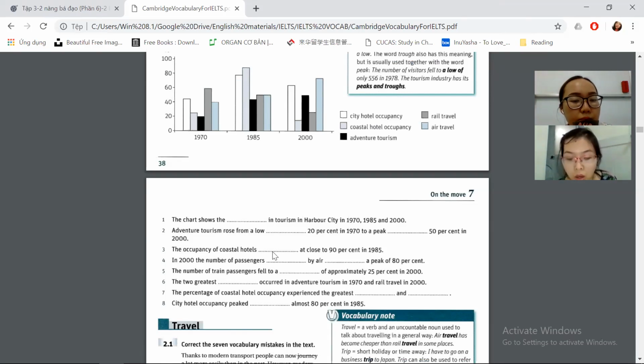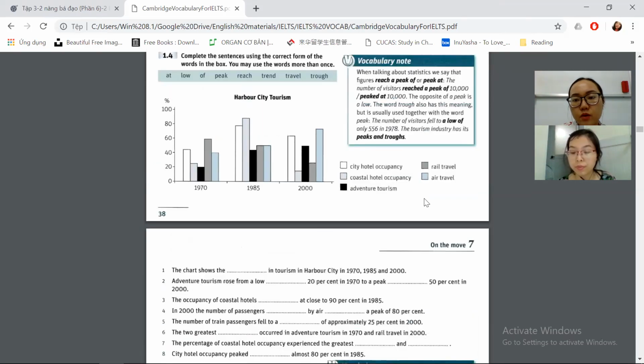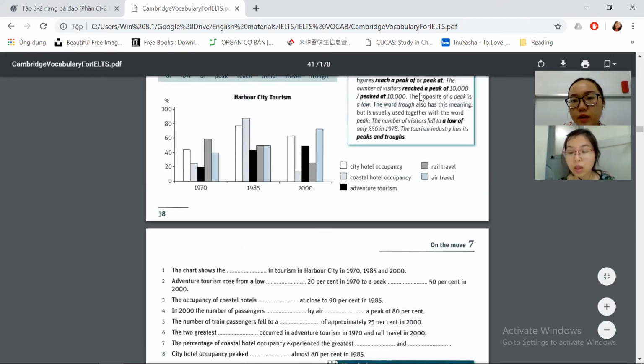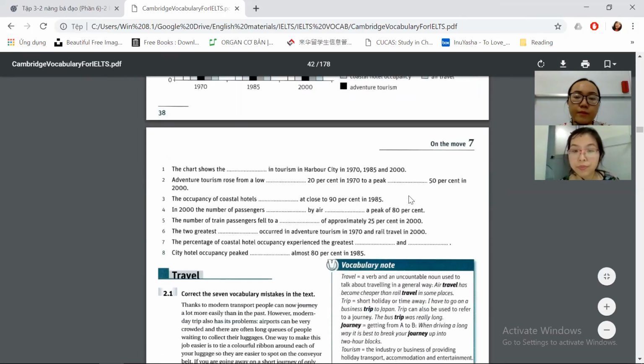Okay, number four. In 2000, the number of passengers traveling by air reached a peak of 80%. So we use reach a peak. We don't have at here. Yeah, reach a peak of. Peak at, but reach a peak of. Yes. Continue, please.